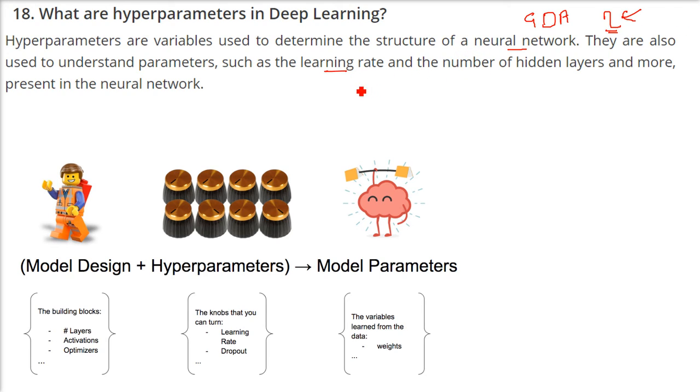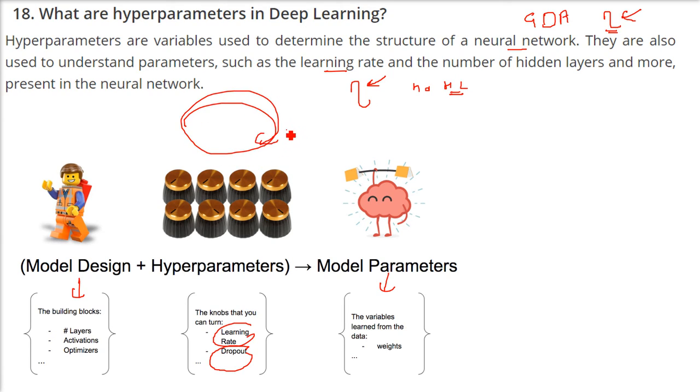Momentum is also there. So for example, eta. These all are very important as far as the structure of a neural network is concerned. I'm not going into the model design and model parameters, but hyperparameters are these. There is a question coming, so I'll discuss more about this in the next question. So hyperparameters are variables used to determine the structure of a neural network.